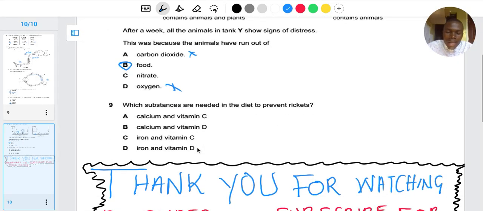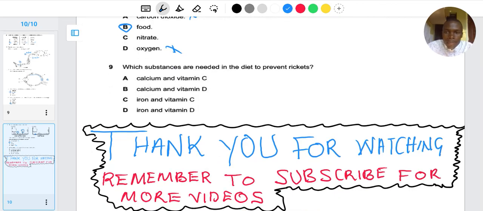Then the last question is saying, which substances are needed in the diet to prevent scurvy, or let me say rickets? So that is calcium as well as vitamin D. So meaning to say the answer is going to be B.